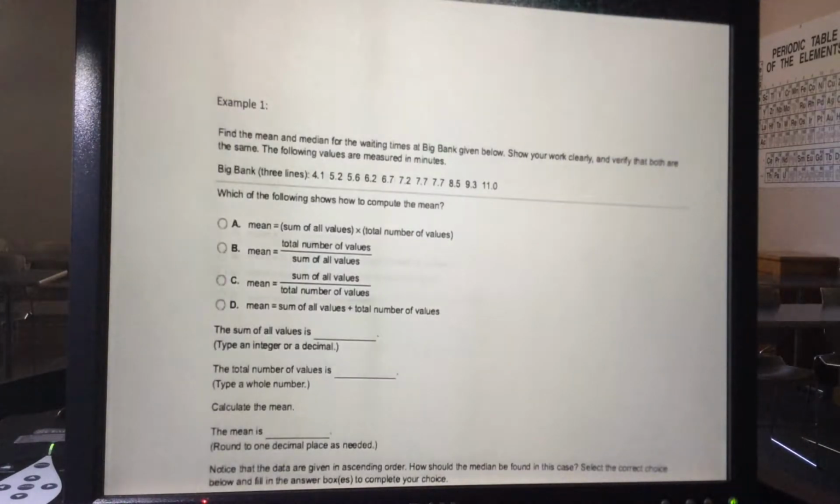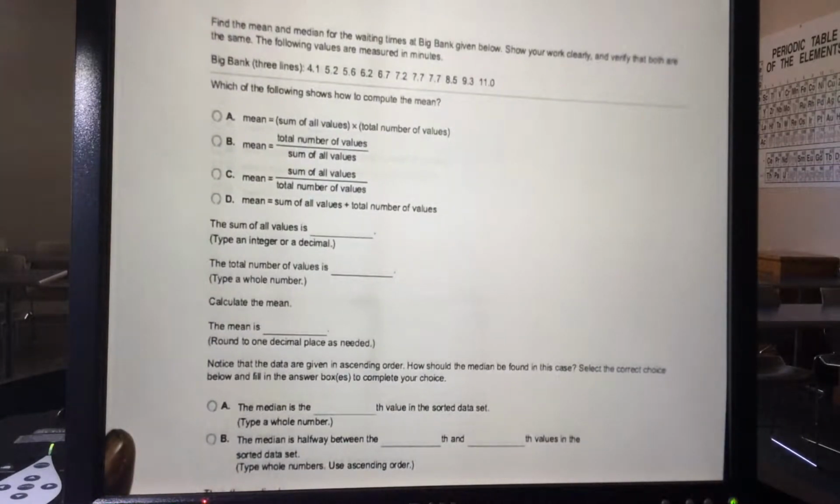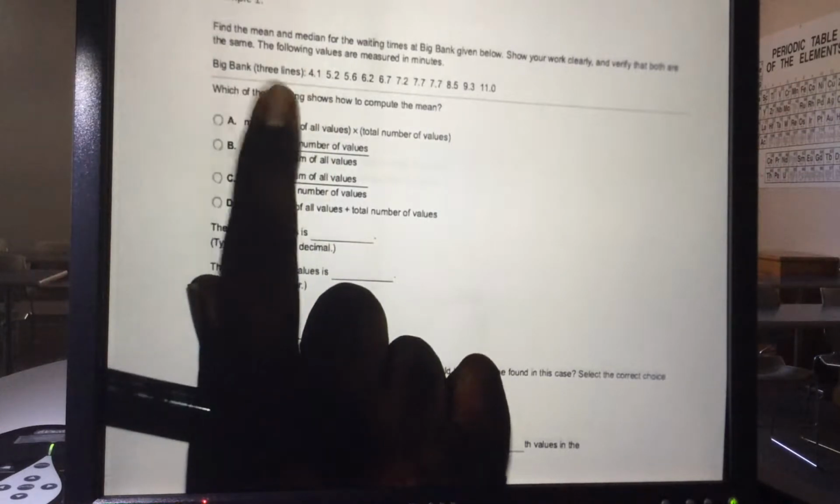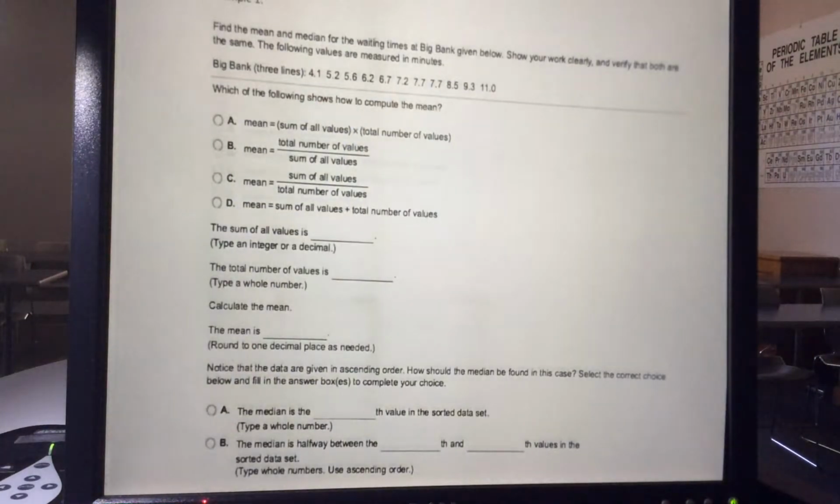Okay. Now let's start off with this example, and this is just a kind of a review of what we talked about in the last video, leading up into measures of variation. In this case, you want to find the mean and median for the waiting times at Big Bank given below. Show your work clearly and verify that both are the same. Now, the following values are measured in minutes, and these are the data values for Big Bank with 3 lines, as you can see.